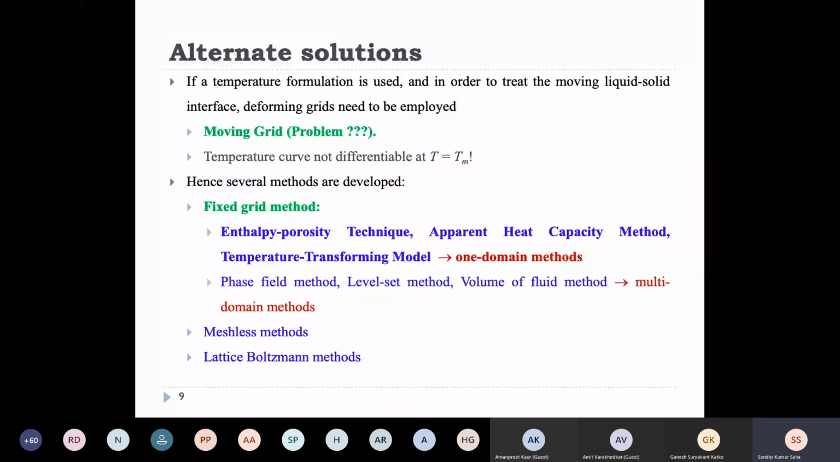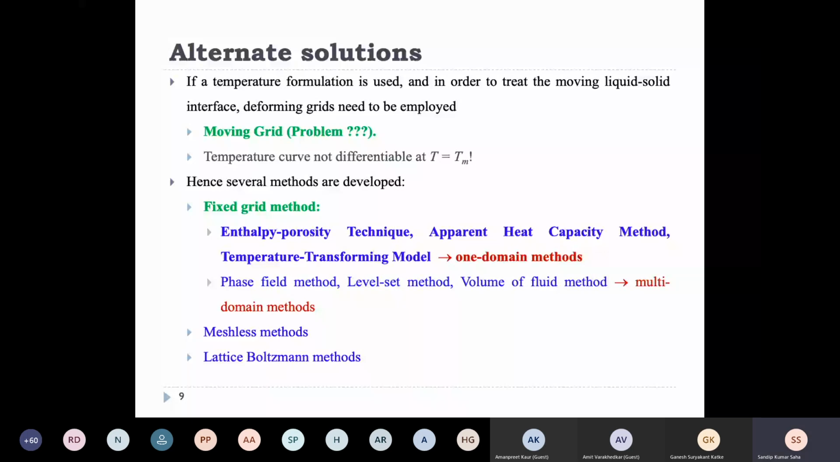Now, under the fixed grid method, there are various kinds of methods. One is the enthalpy porosity technique. Another is the apparent heat capacity method. The third is the temperature transformation model. These models mean we write equations for a single domain approach. What is the single domain approach? We write the equation for only a single domain, which could be either solid, or liquid, or both solid and liquid.